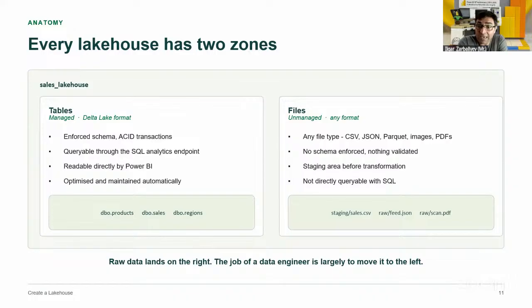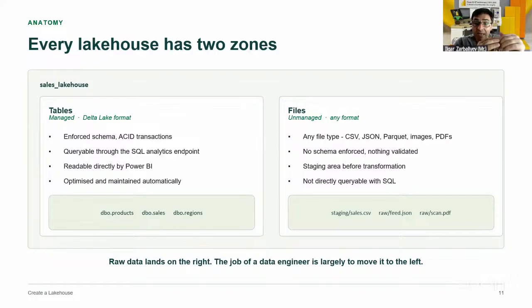Tables on the left is managed storage, and everything in it is a Delta Lake table with an enforced schema. Write data that does not match and the write is rejected rather than quietly corrupting your table. ACID transactions. Queryable with SQL, readable by Power BI, and Fabric optimizes and maintains these for you in the background.